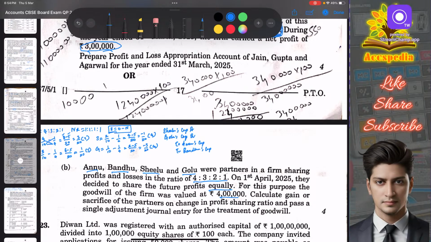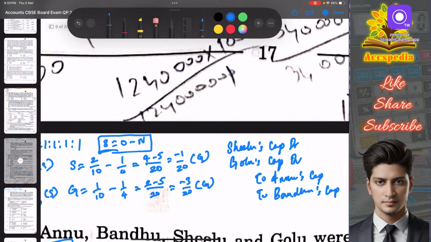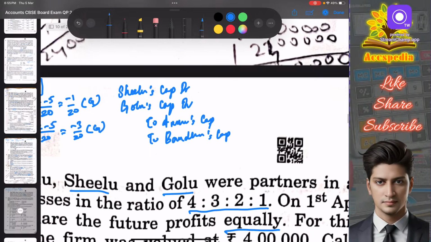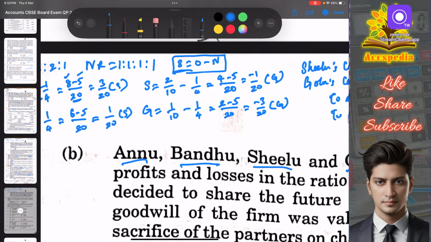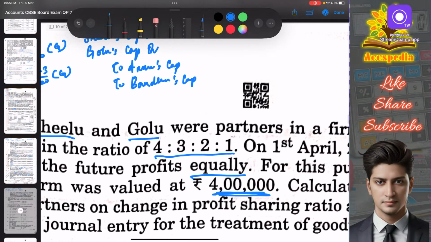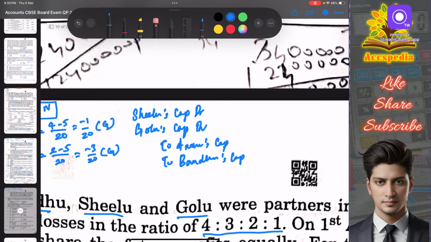Okay, so goodwill was valued at 4 lakh. So debit the gaining partners with their gaining share. 4 lakh into Shilu's gain of 1/20, 4 lakh into 1/20. So everybody is divided by 20, common. So divide 4 lakh by 20. 4 lakh by 20, the zeros cancel, 40,000 by 2. So 20,000 is one share. Multiply with their numerators.